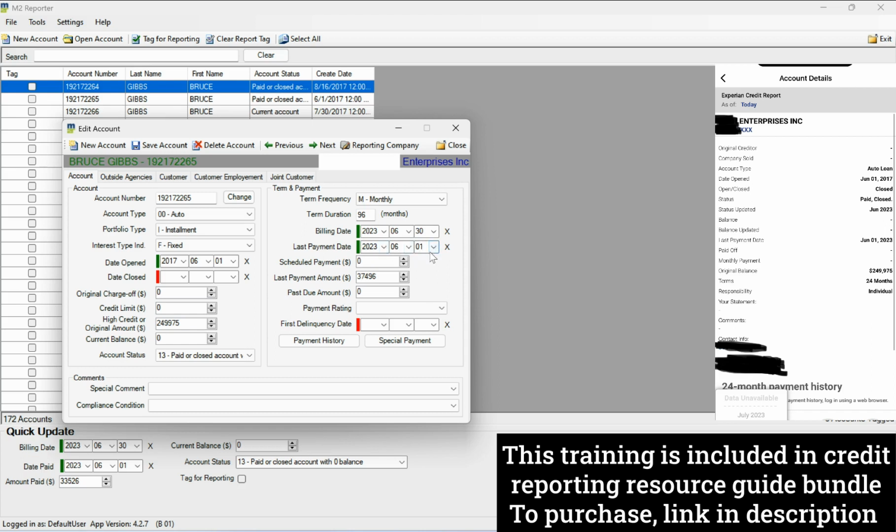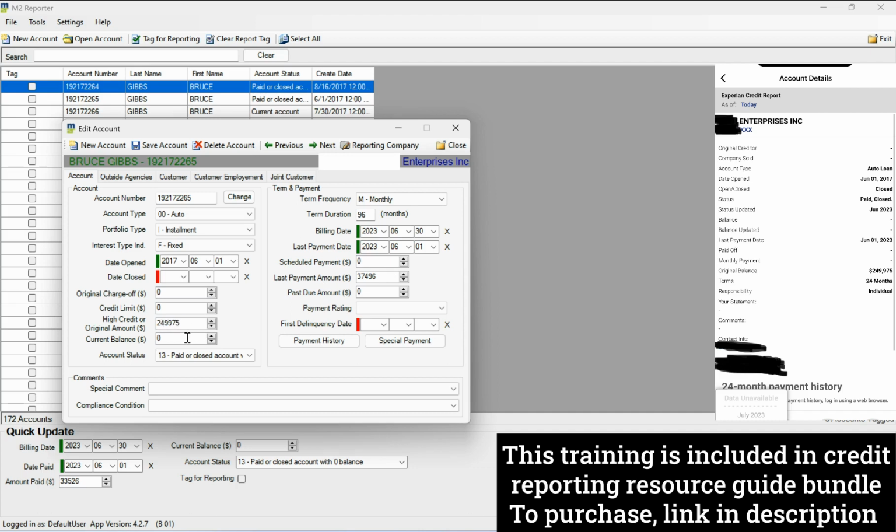So boom, scheduled payment, I put 0. Last payment amount. This is how much money I paid them the last transaction towards a bill. I paid off a chunk. So the balance that I got is paid in full because I paid off that last payment amount to clear up this loan amount right here. All right.